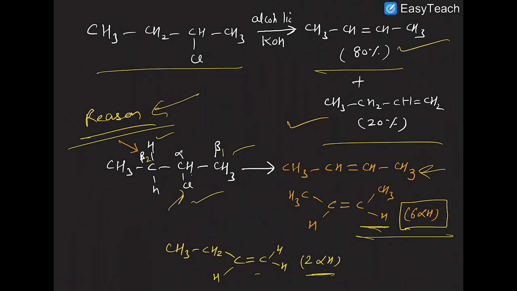So what is the preference rule? The preference rule is that 2-butene has a greater number of alpha hydrogens, so hyperconjugation is more in it. That's why 2-butene is the major product here.